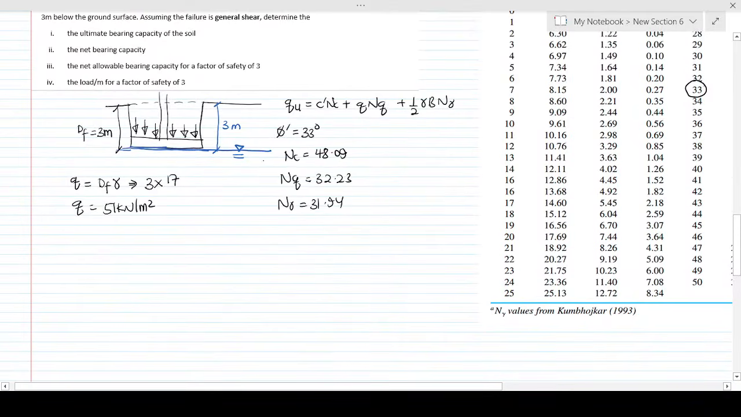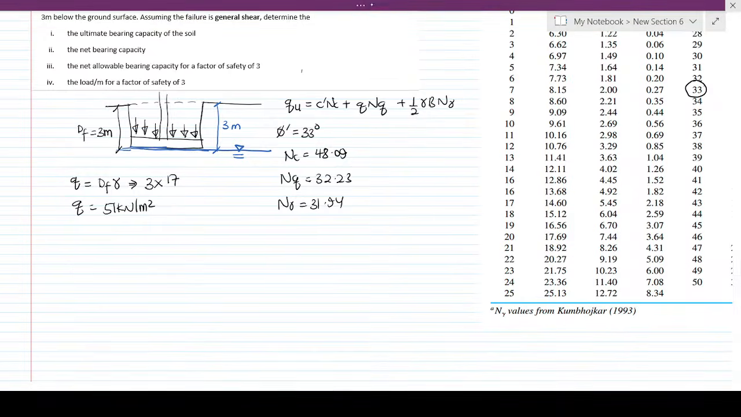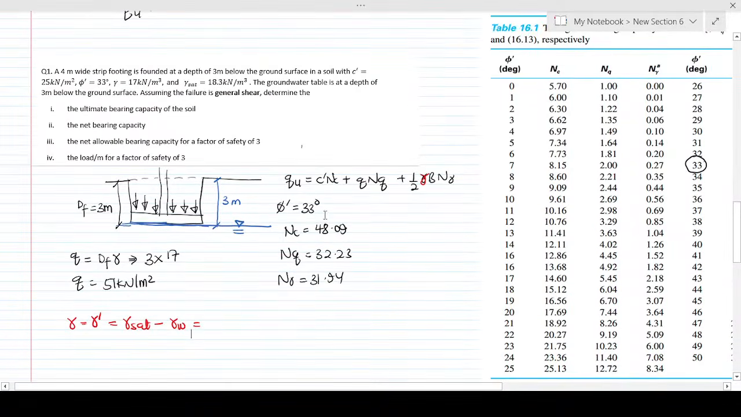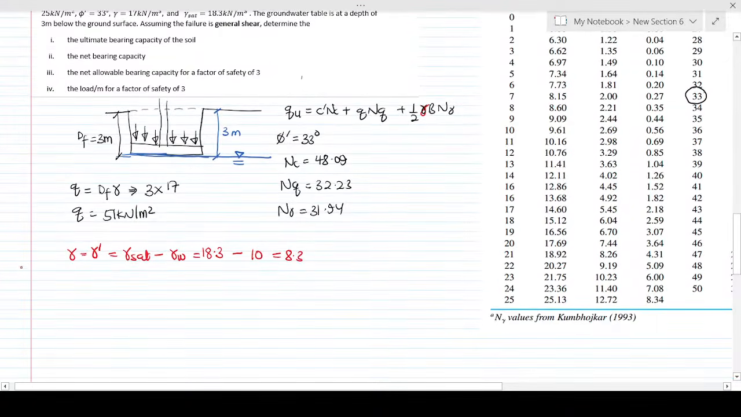Let's look at something. In the equation, see there is a gamma in the equation. Now because the water table is at the base of the foundation, our gamma will be equal to gamma prime. The gamma in the equation. So gamma prime is gamma sat minus gamma of water. And the gamma sat was 18.3, so minus gamma of water 10. So we are going to get 8.3. So that will be the gamma that we use in the equation. So now we have everything in place.